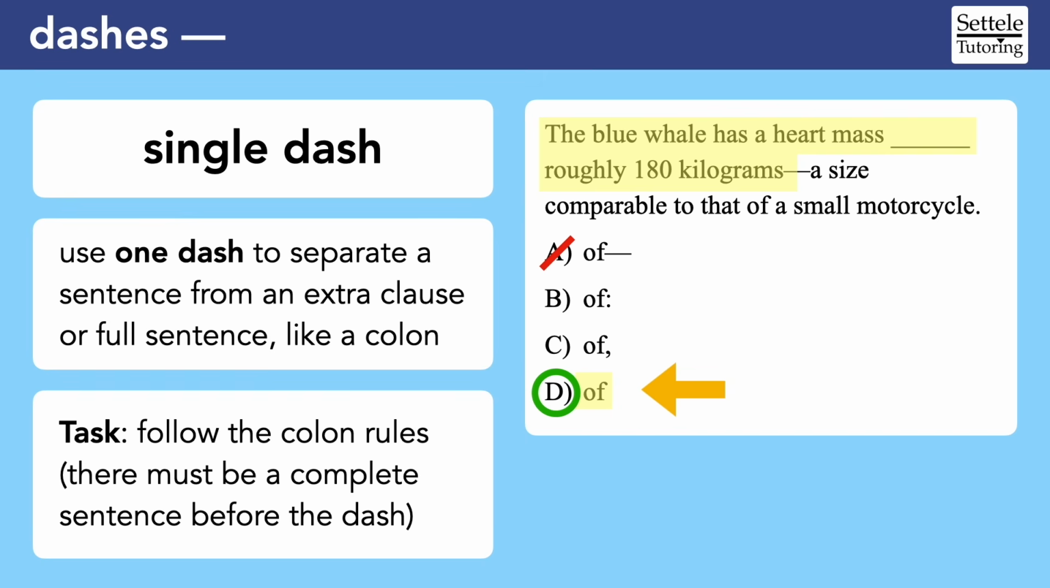And the part after the dash is just an extra clause that provides more information about an idea in the previous sentence. A colon works the same way. We must have a sentence before the colon, but we can have either an extra clause or another complete sentence after the colon. It's flexible.